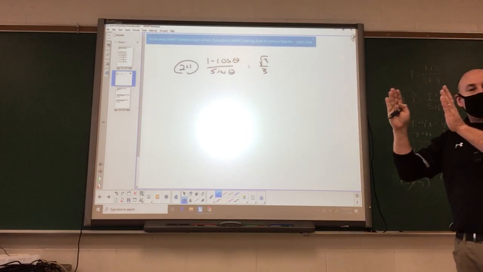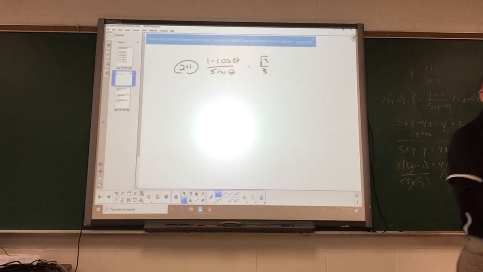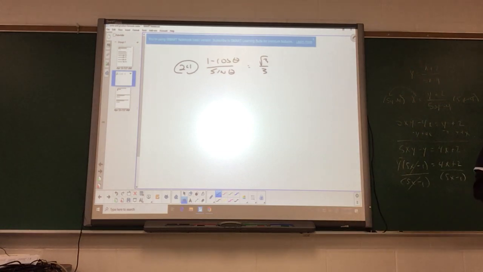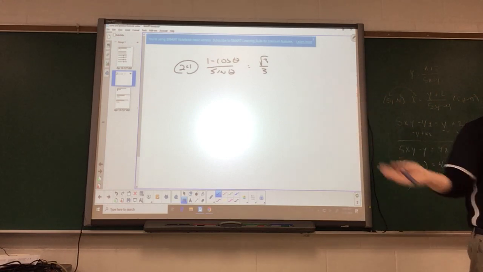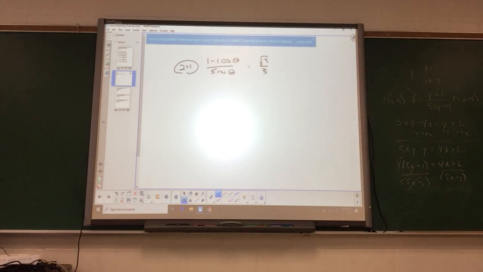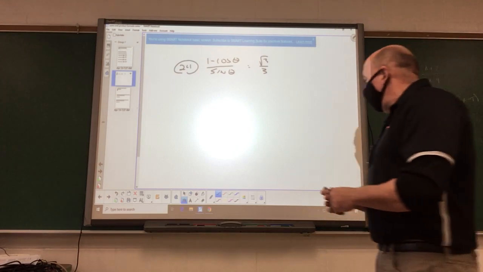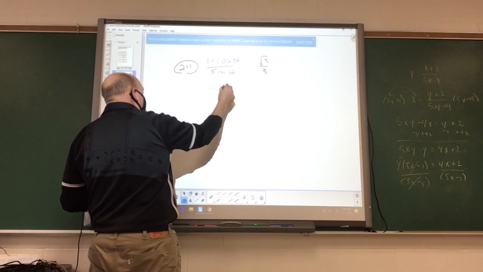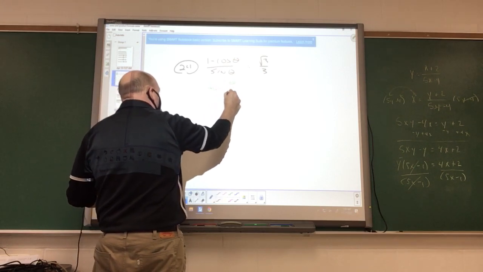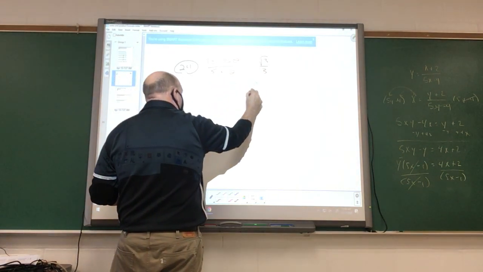We have to take a look at the right-hand side. How can I take that back to my left-hand side? Which one of my half-angle formulas looks like 1 minus cosine theta over sine theta? Right? Tangent. So we have the tangent of theta over 2 is equal to square root of 3 over 3.